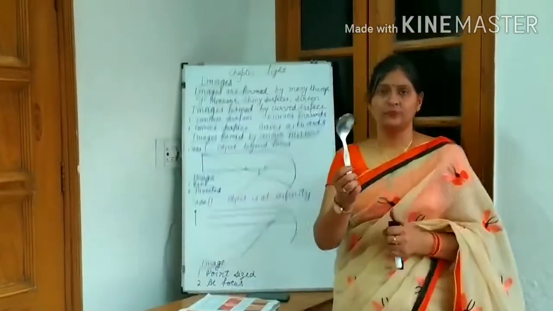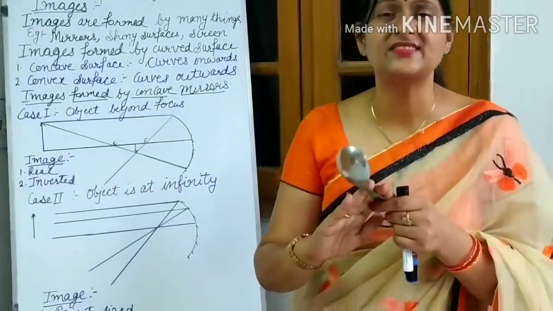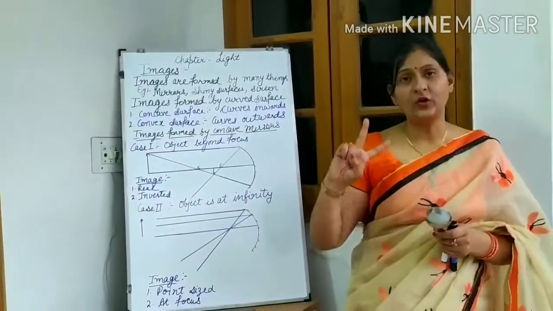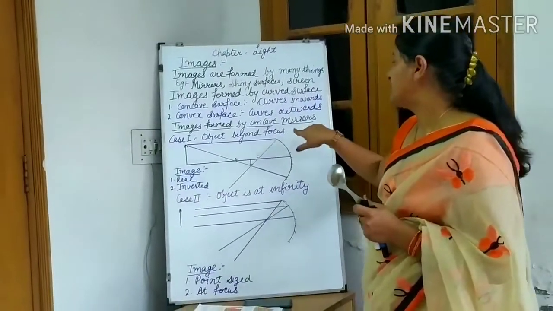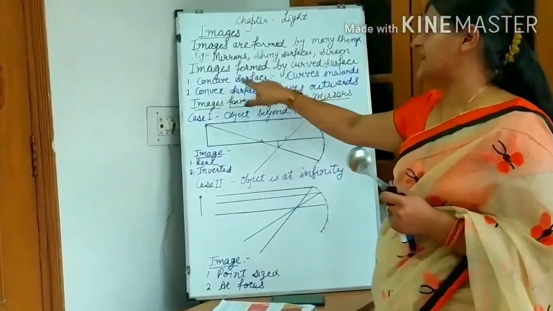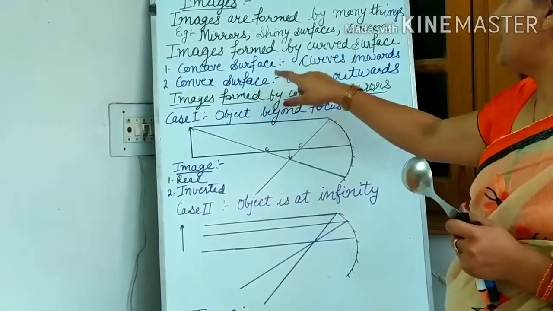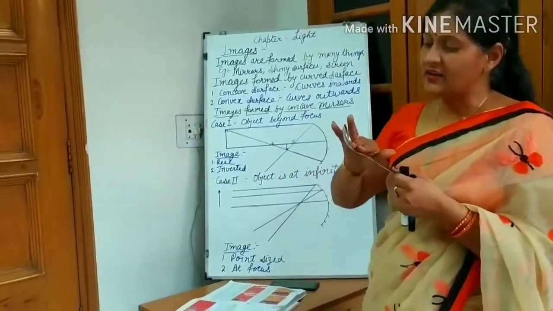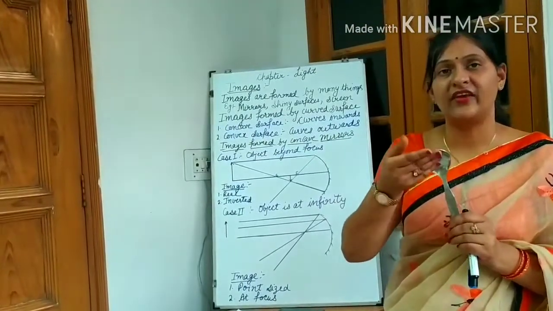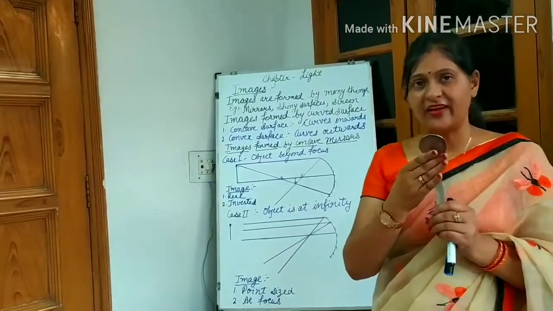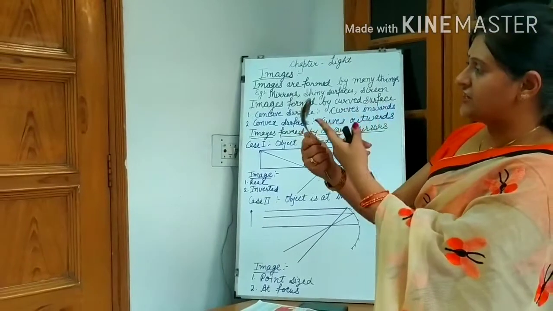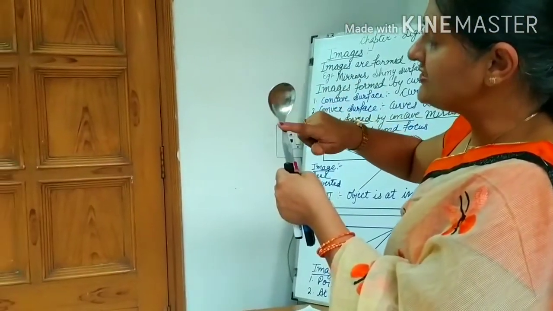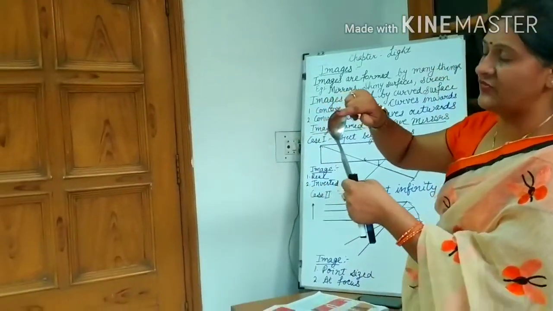Look at this spoon. This spoon is the best example of both concave surface as well as convex surface. There are two types of surfaces. First is concave surface, second is convex surface. Now let's see what are concave surfaces. The surfaces which are curved inwards, these are called concave surfaces. Now this is the reflecting surface. I can see my image here and this is curved inwards.